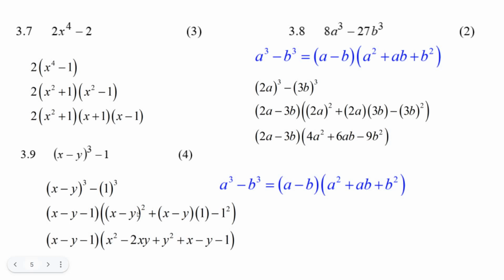1 times x minus y, it's just x minus y. And x minus y squared, you have to multiply it out, and know that it's x squared minus 2xy plus y squared. You do FOIL on that. Or you know the formula that goes with squaring, and you can just write out the answer. And there's the whole thing, completely factored. Okay, I think that's the end of the factoring section.